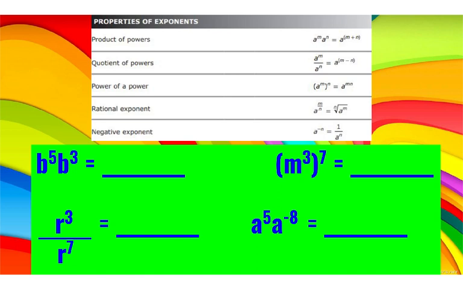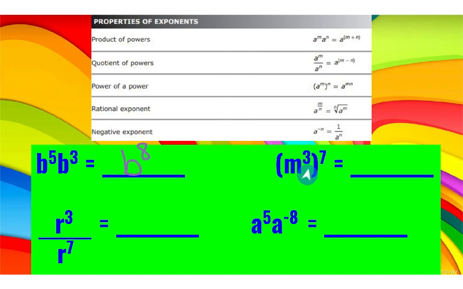Go ahead and hit pause and see if you can solve all 4 of these problems, and then hit play and see how you did. The first one, we are multiplying. So we're going to use our product of powers, and it says we're adding our exponents. So our base stays the same of b. 5 plus 3 is 8. So if you got b to the 8th power, great job.